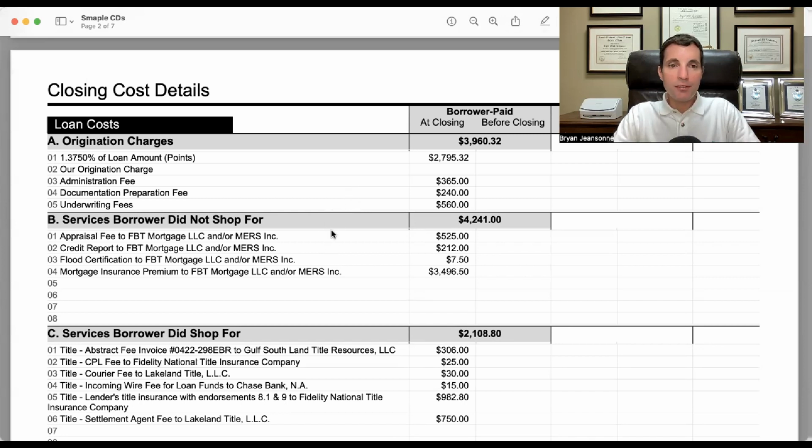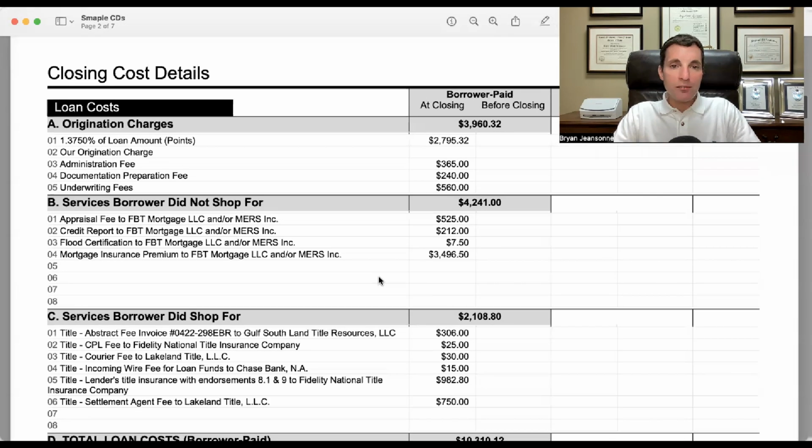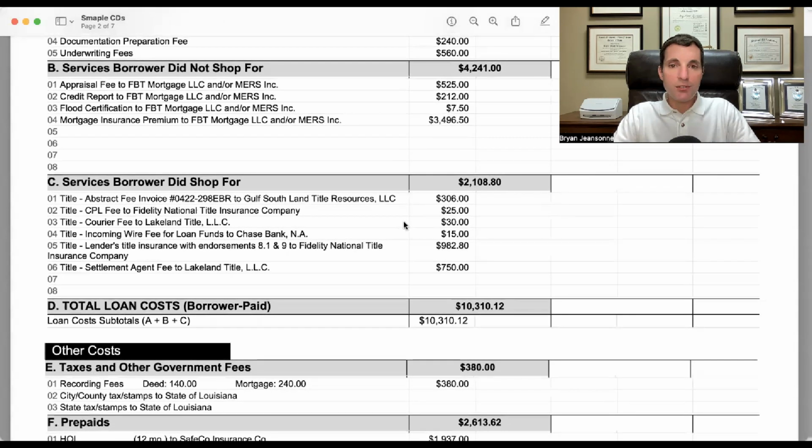And this is generally right here, the services borrower did not shop for is going to be things that the lender picked. So the lender picked the appraiser, so that's that fee, and the various like credit reports and things like that. So that's all going to be right here. Those fees that you really didn't get to have any real say in or shop around for. Then there's going to be services that you can shop for, because you get to pick your title company, so you can shop that around.